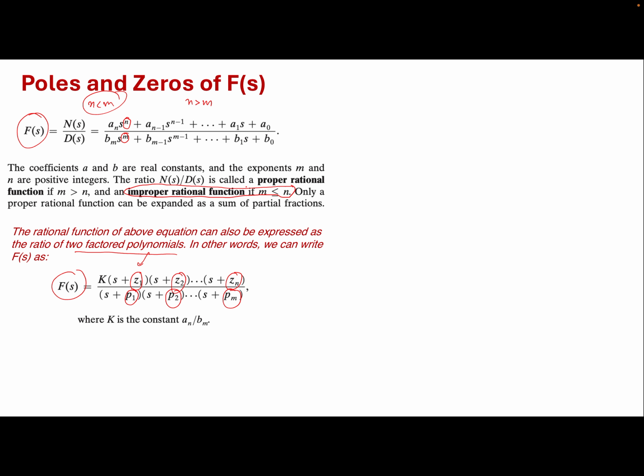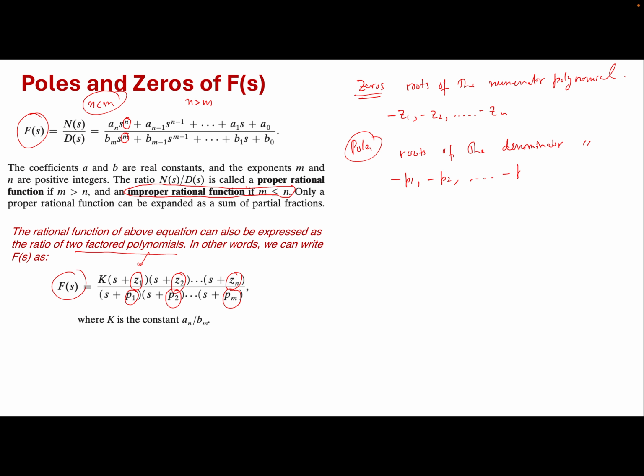So let me write this down, and then I'm going to explain a little more what the zeros and the poles are. Zeros are the roots of the numerator polynomial. For example, the roots of the numerator polynomial are minus z1, minus z2, all the way to minus zn. Similarly, poles are the roots of the denominator polynomial. So you get minus p1, minus p2 to minus pn.